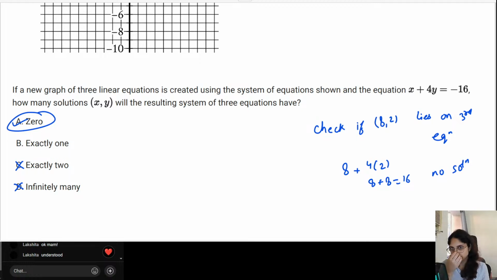So the first, like I told you, there are 8 easy word problems. Now we're going to start with the word problems. First one is question number 4.